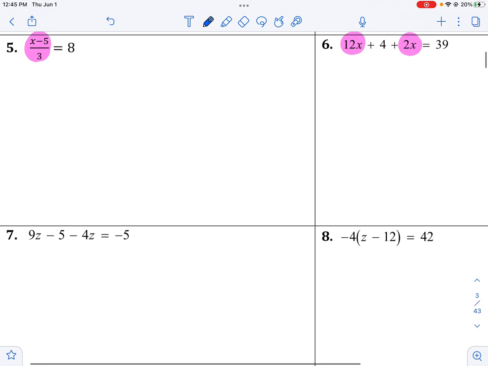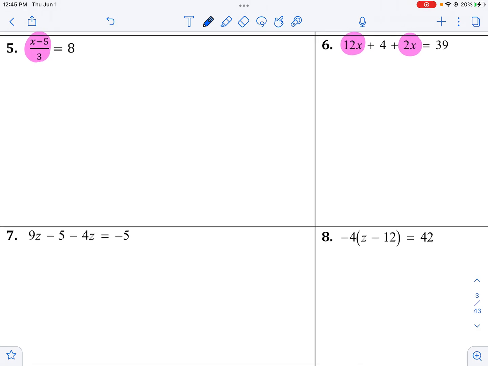All right, now 5, I see my first big operation going on is division. I see a fraction bar. So to undo dividing by 3, I need to multiply both sides of that equation by 3. And now I see x minus 5 equals 24. 8 times 3 is 24. And my last step, if I see subtraction, I'm going to do addition.